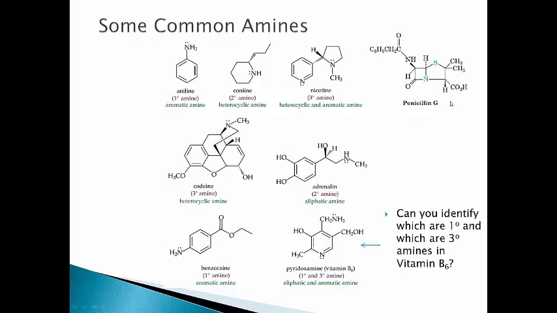Okay, so some other examples are your penicillin. Okay, so we've got amide and an amide. So an amide, remember, is a nitrogen with a carbonyl. Okay, so we've talked about these before, so nitrogen with a carbonyl. So penicillin has an amide.